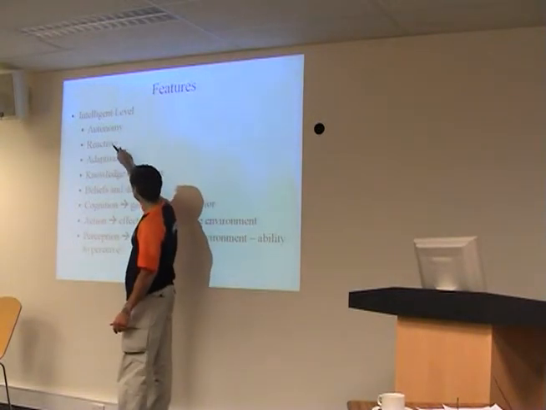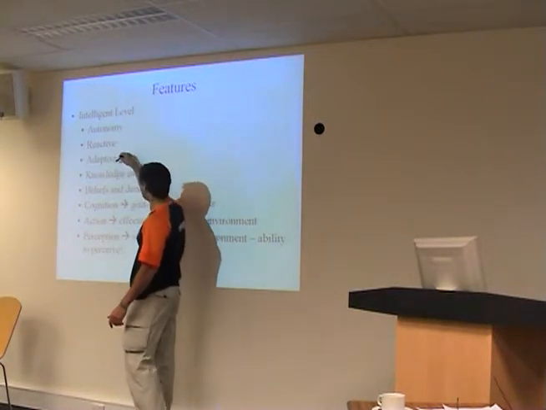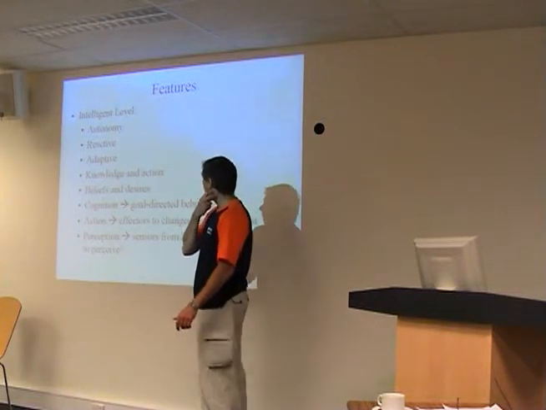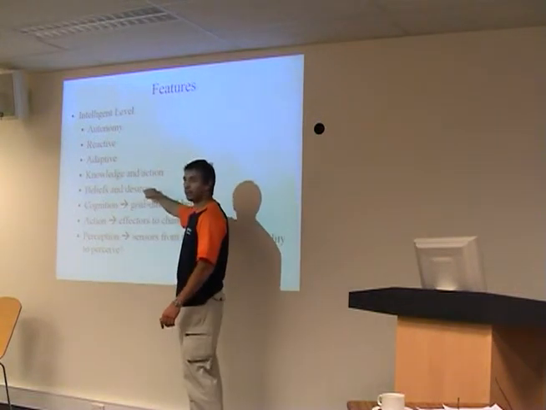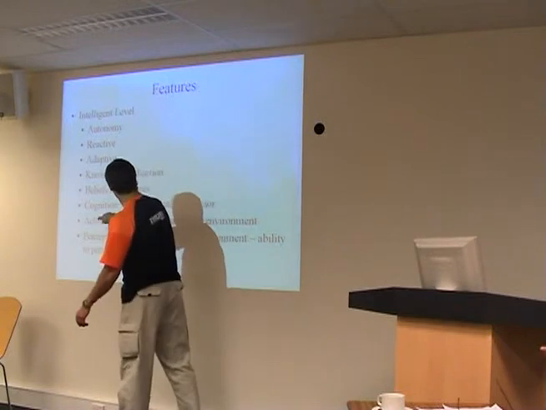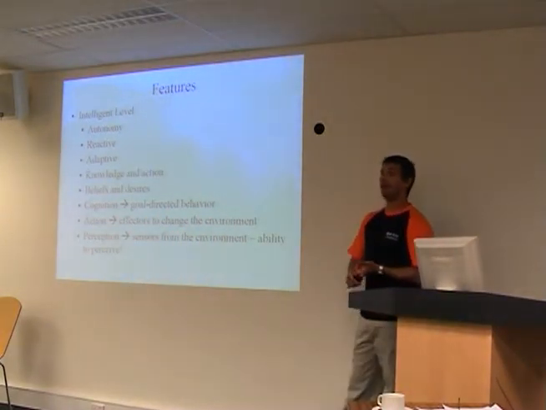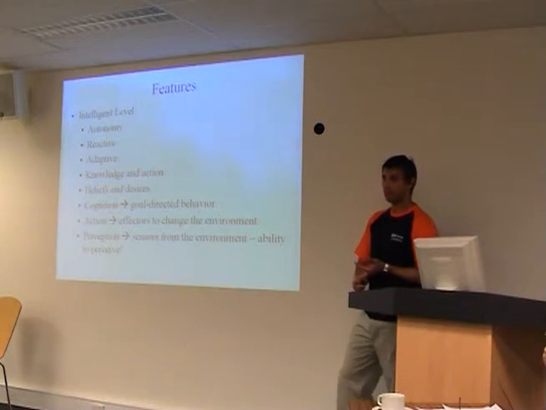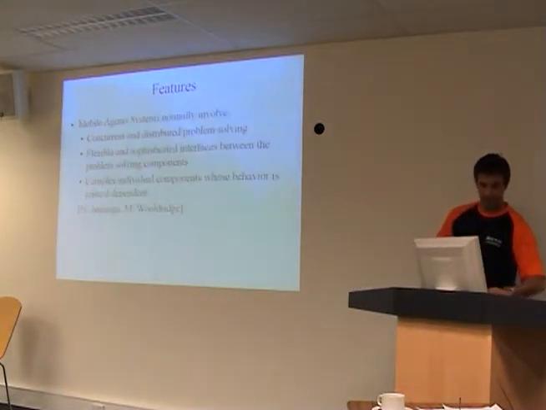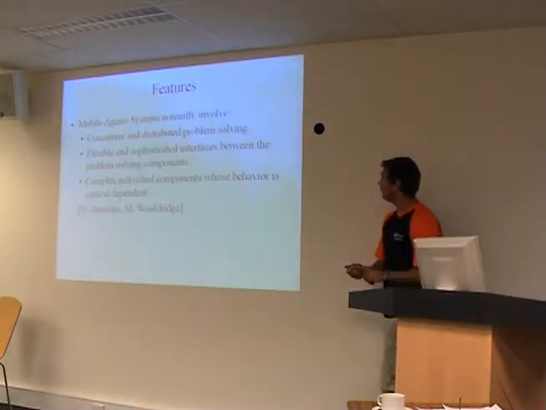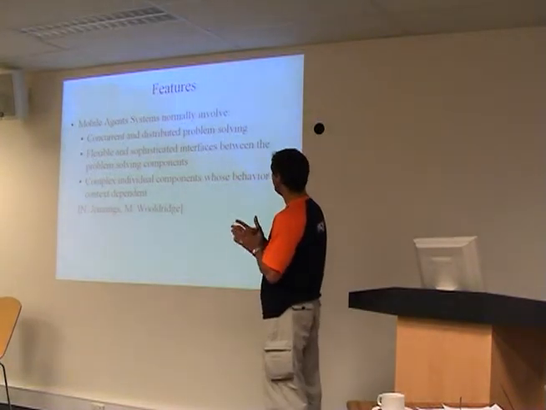We have to implement reactive and adaptive features, knowledge and actions, beliefs and desires, cognition. Those kinds of things are very hard and difficult to implement. It turns your project quite complex to implement, right? They're not very easy to add in an agent.